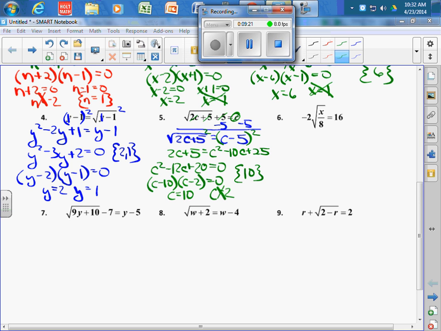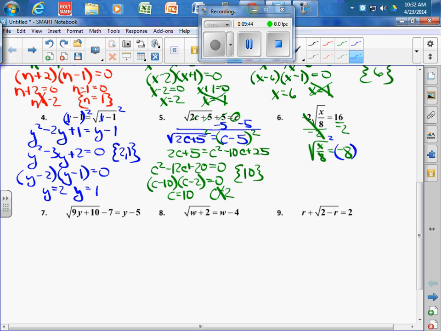In number 6, I need to get rid of this negative 2. It's negative 2 times the radical, so how will I cancel out the negative 2 there? It's not by adding 2, it's by dividing by negative 2. So those cancel. I get the square root of x over 8 is equal to negative 8. I'm going to square both sides. And when you square both sides, you square the negative as well. X over 8 is equal to 64.